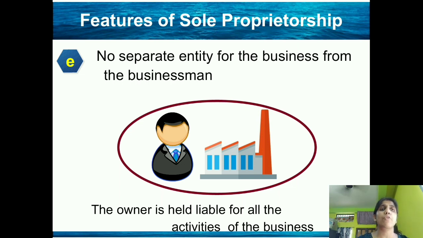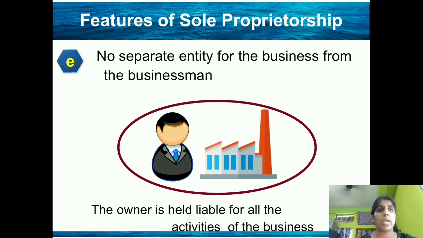Suppose your name is, say for example, A, and your business enterprise is A Limited, then Mr. A and A Limited are the same person. You have no separate legal entity, because the owner is held liable for all the activities of the business. If your business is doing any frauds, any manipulations, then you will be held responsible for that. So the concept says no separate legal entity means you and your business are the same.